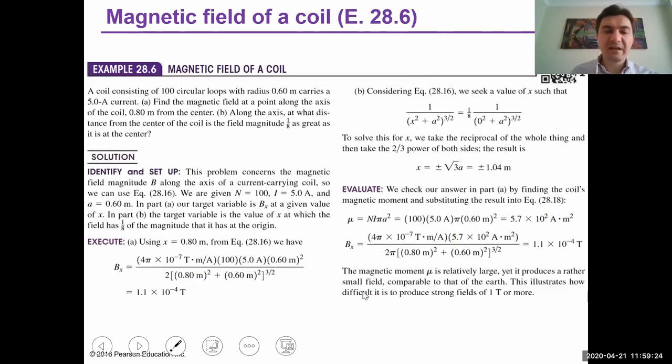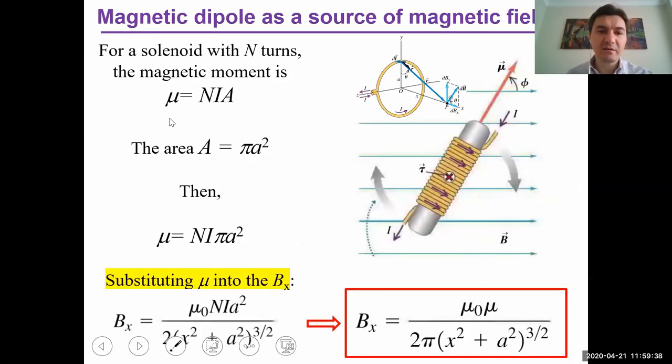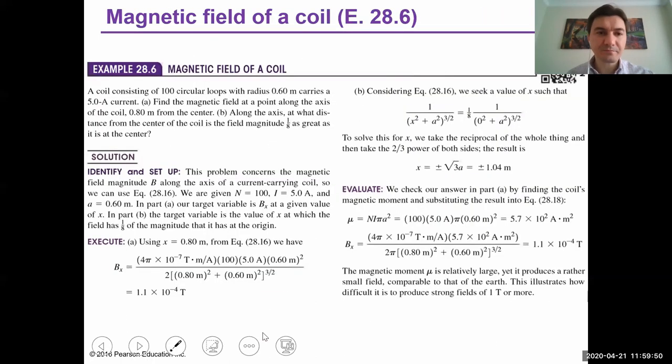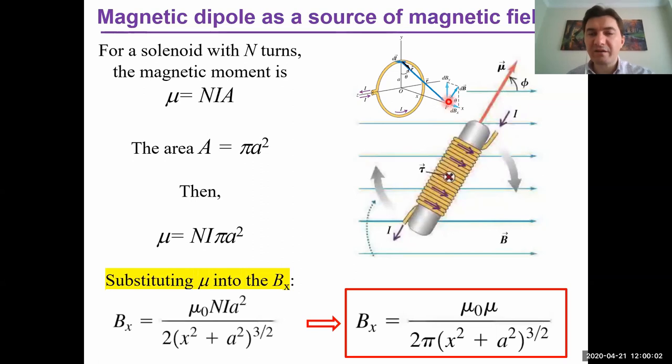So this is another example, magnetic field of a coil. A coil consisting of 10 circular loops with radius 0.6 meter carries a 5 amp current. So let's consider we have 100 turns like this, 100 loops, and current is given, radius is given, within that equation. What else? Find the magnetic field at a point along the axis of the coil, 0.8 meter from the center. So let's say, what is the magnetic field in here at that position?